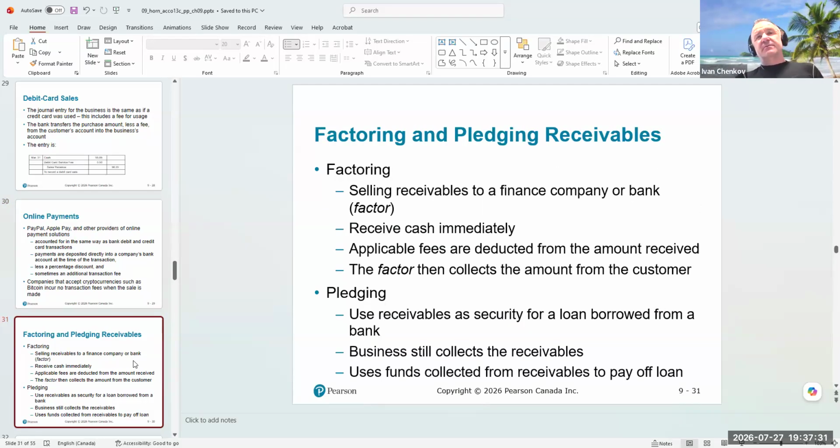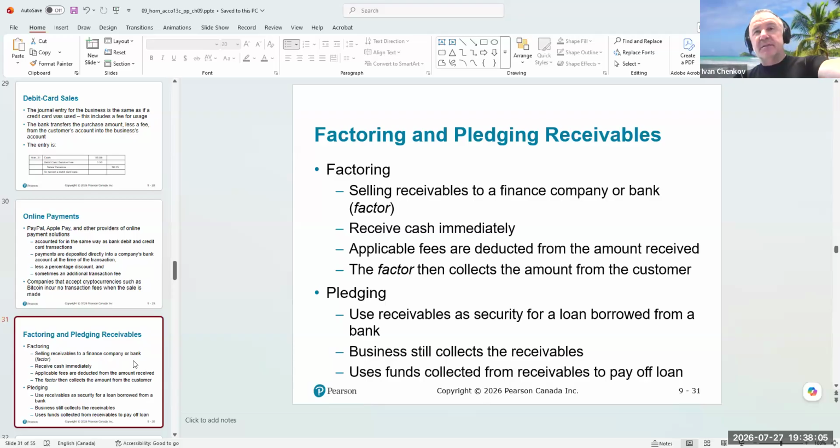Factoring and pledging receivables. Factoring receivables means selling receivables to a finance company or bank. So whatever amounts stay as accounts receivable, we can sell to a third party. Once we sell it, we get some cash immediately, and after that the third party starts collecting our accounts receivable. The amount they collect has nothing to do with us anymore.